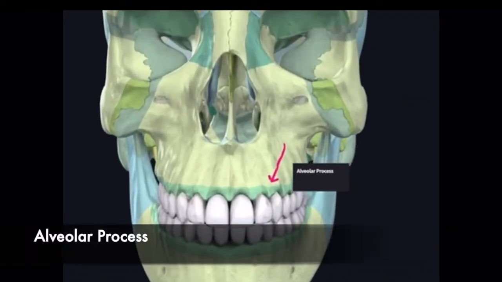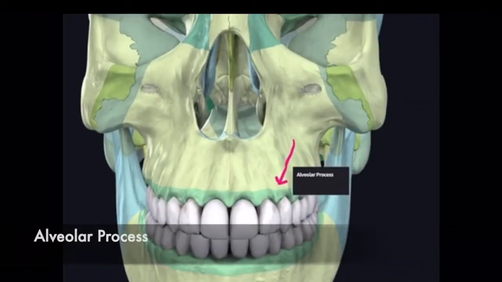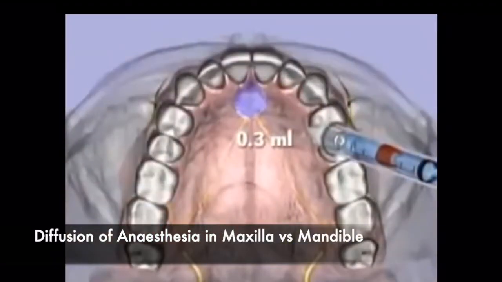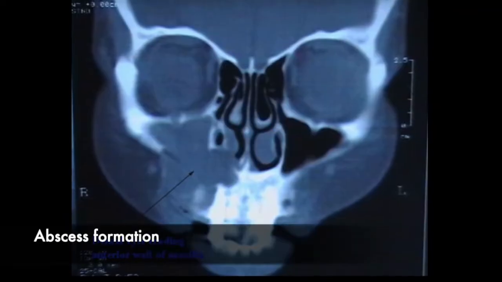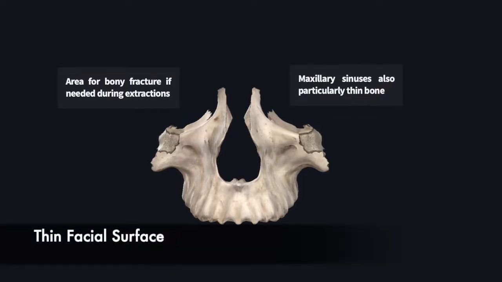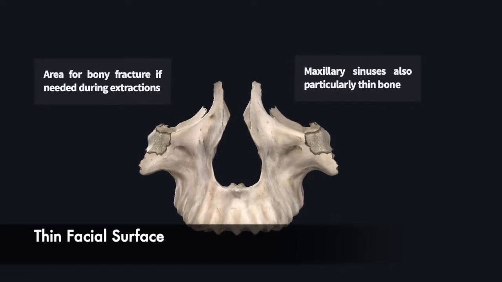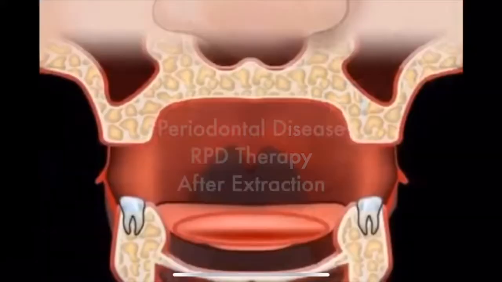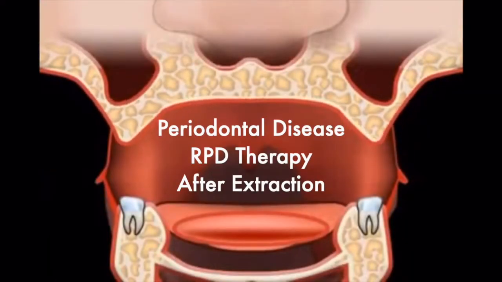The maxillary teeth are covered by the alveolar process of the maxilla, which is less dense than the mandibular, allowing more successful diffusion of local anesthesia. Differing densities of the maxilla determines the pathway of infections and abscess formation. The thinner facial surface of bone indicates the easiest area for bone fracture if needed during extractions. The alveolar process can undergo resorption.